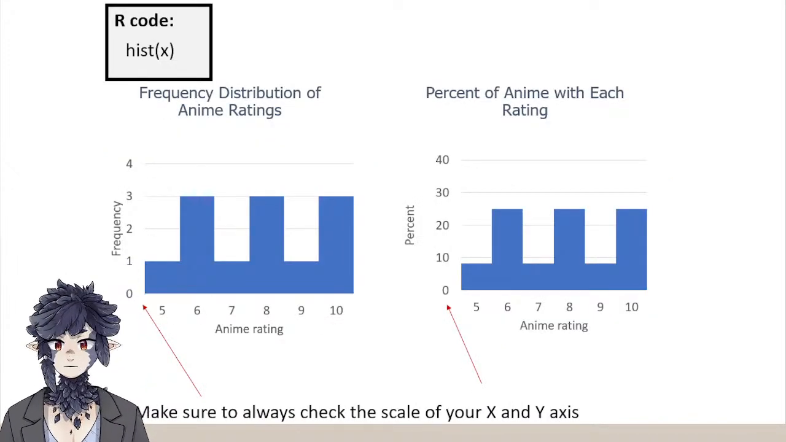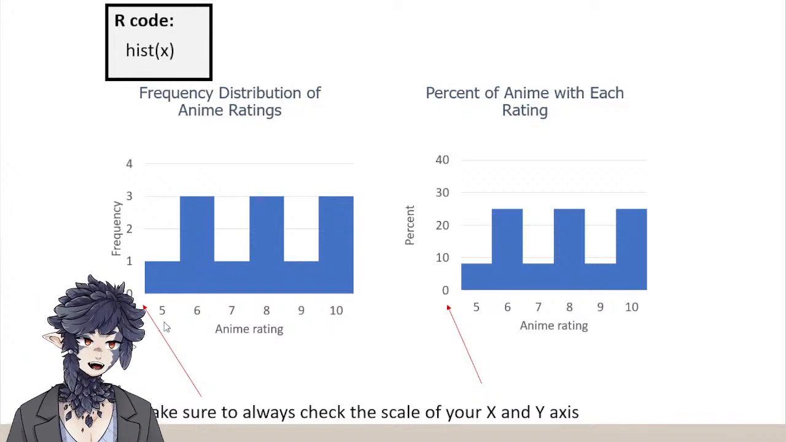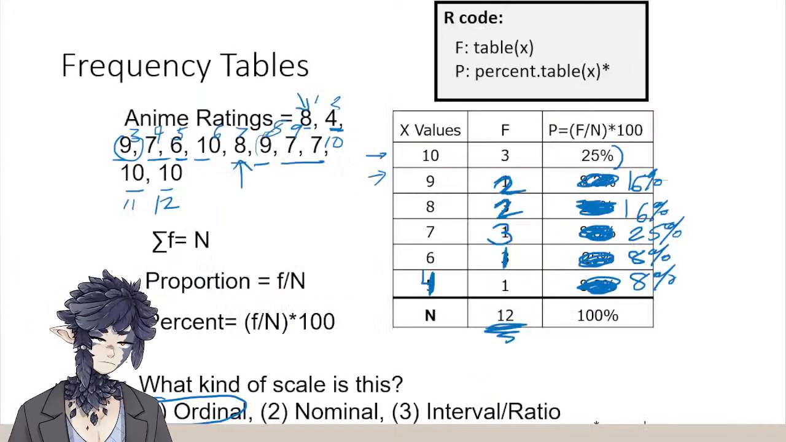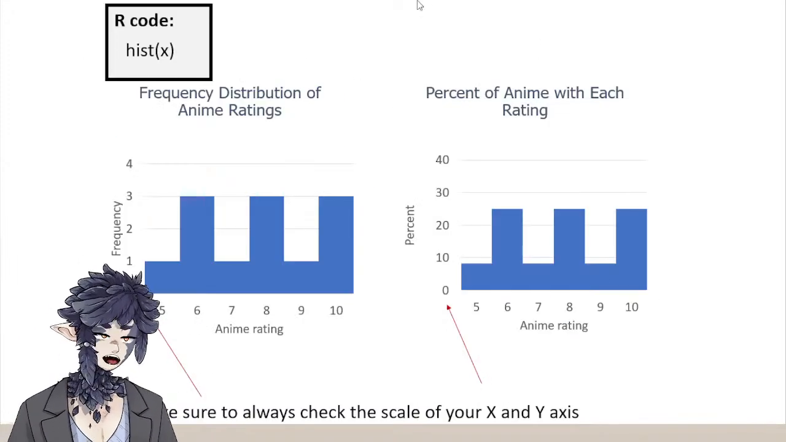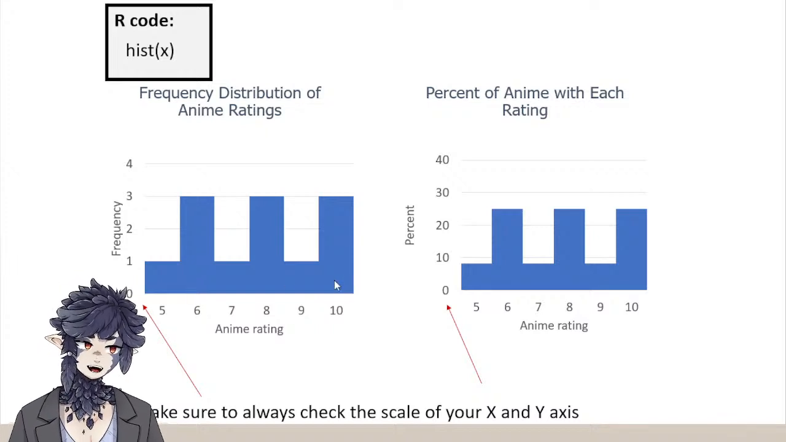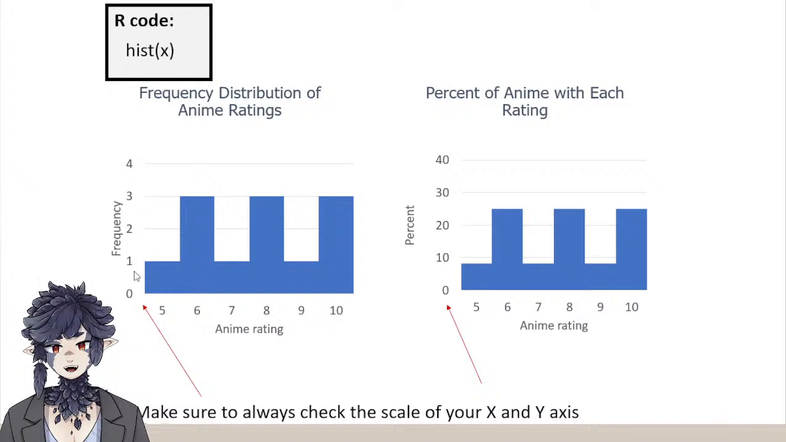So here are two different ways of graphing the frequency table that I just showed you. On the x-axis here, we have the anime rating. And I think this is an old version of the data. I must have failed to update it for this. On the x-axis, we have the anime rating. It was rated a 5, a 6, 7, 8, 9, 10, and so on. And on the y-axis, on this left one, we have frequency, how often that appeared.